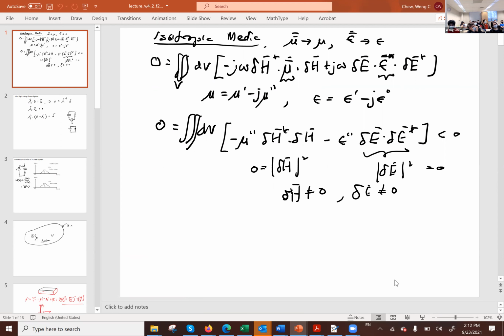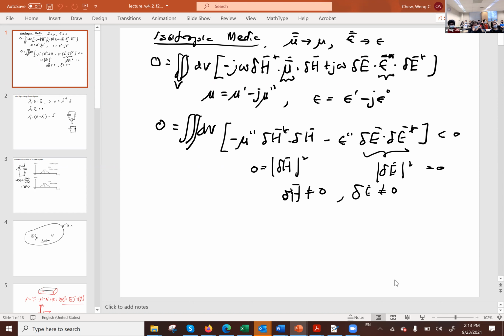So if you want to make the right-hand side non-zero, as we saw in the previous slide, the right-hand side may not be zero. If the left-hand side is zero, the right-hand side may still not be zero. Why is that? Because you can have a resonant solution. But this is written in terms of complex power. So in complex power, the energy density has a different sign. There is a minus sign associated with the magnetic energy, and a plus sign associated with the electric energy.